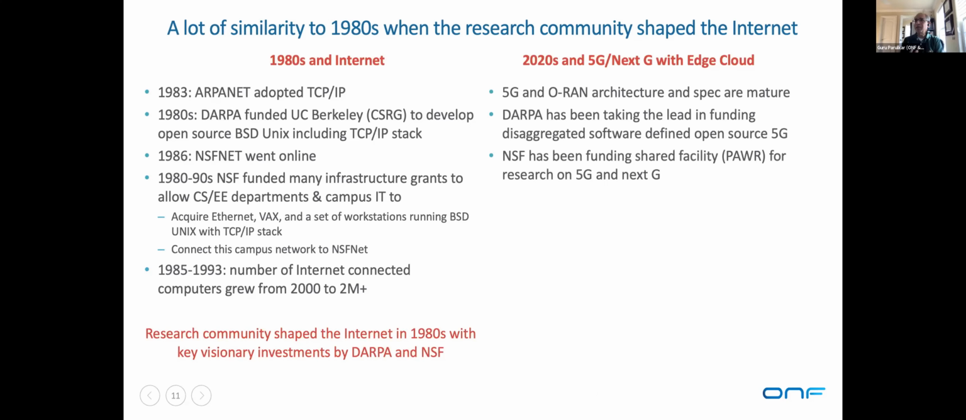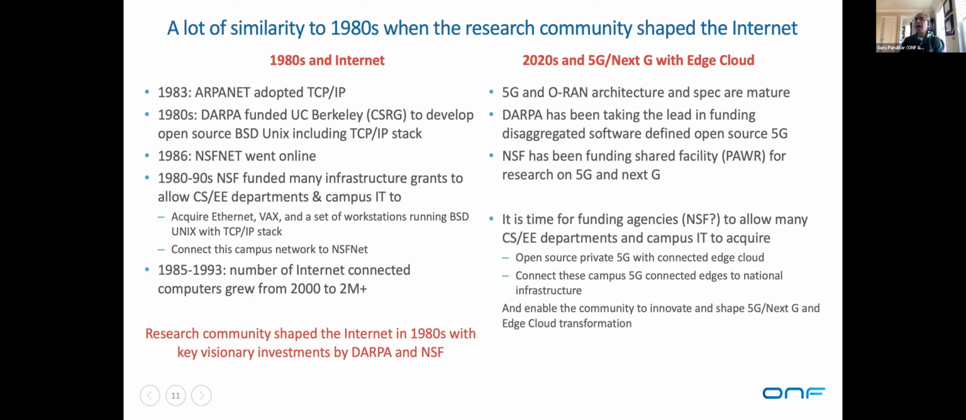Now, if you look at the 2020s, you will see something very similar. That is, 5G and ORAN architecture and spec are now relatively mature. DARPA has been taking the lead in funding disaggregated, software-defined, open source 5G. NSF is funding some shared facility. So I believe it is time for funding agencies, hopefully NSF, to allow many CS&E departments and campus IT to acquire private 5G HCloud infrastructure, so that all these universities can do research in their local context and be able to innovate with 5G and all that.